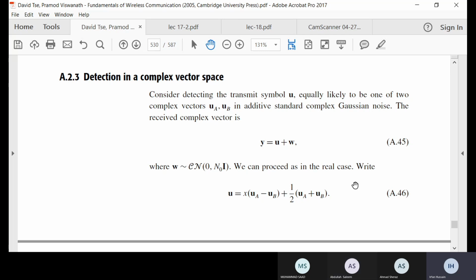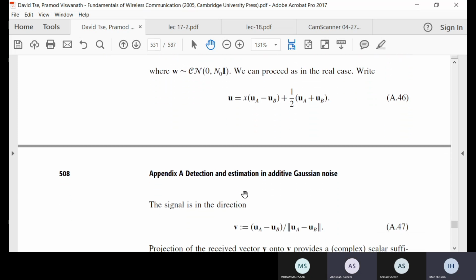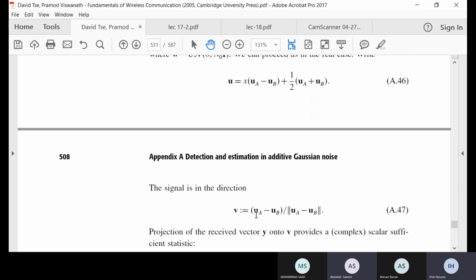So again, I can write my vector as follows. No problem, yes, UA and UB are complex, but still I can write it in terms of my x, as we did in the previous case. Again, you can see that the signal is in this direction, because the x information lies in this direction, and it is sufficient, because if I know x is half, I will get UA. If x is minus half, I will get UB. This x information is sufficient, and this x lies along UA minus UB.